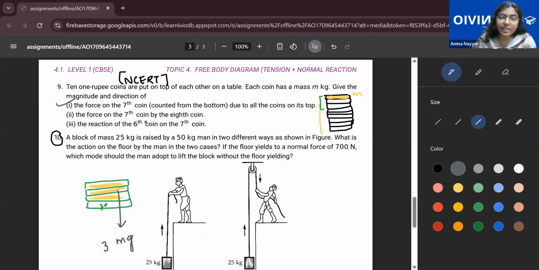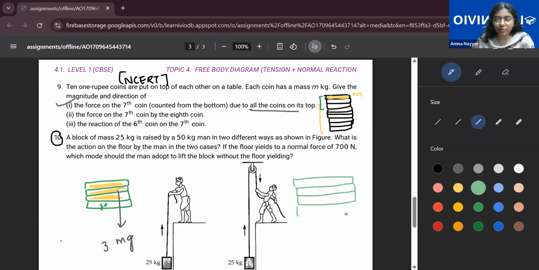Second says the force on the seventh coin by the eighth one. This is the 7th, this is the 8th. See, when it was asked, all the 3 coins, we had all the 3. But when you're talking about the 8th one, okay, see Neha. This is, let's say, the first coin, second coin, third coin, and fourth coin.